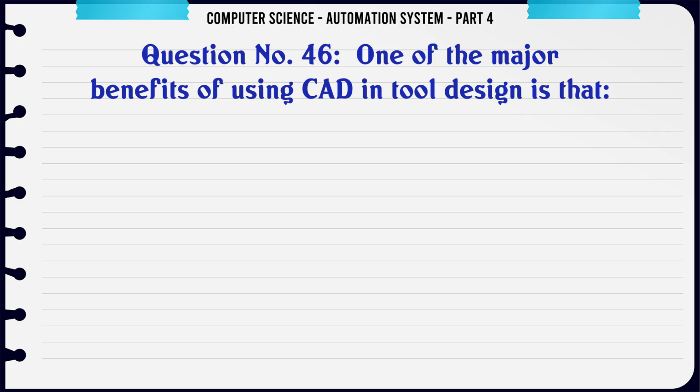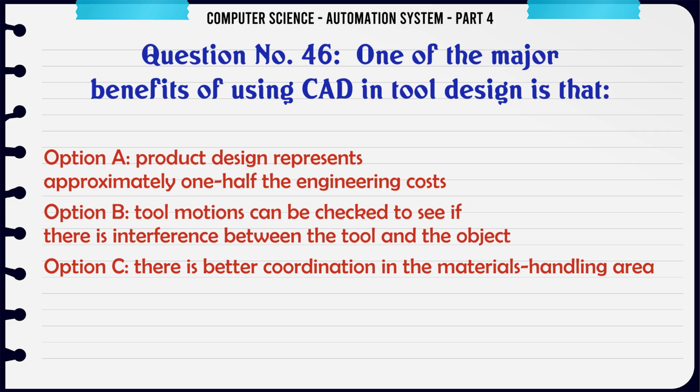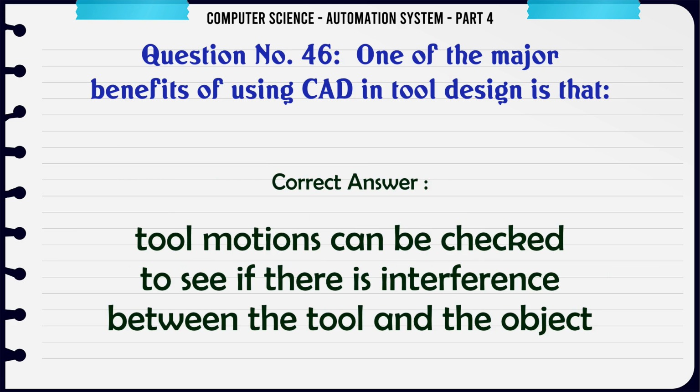One of the major benefits of using CAD in tool design is that A. a product design represents approximately one-half the engineering costs. B. Tool motions can be checked to see if there is interference between the tool and the object. C. There is better coordination in the materials handling area. D. It simplifies the trial and error method. The correct answer is tool motions can be checked to see if there is interference between the tool and the object.